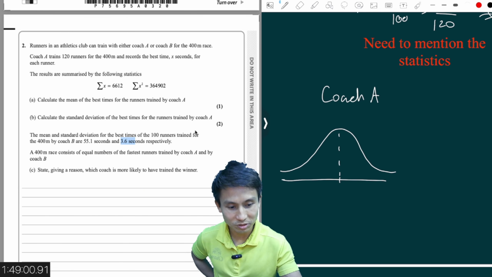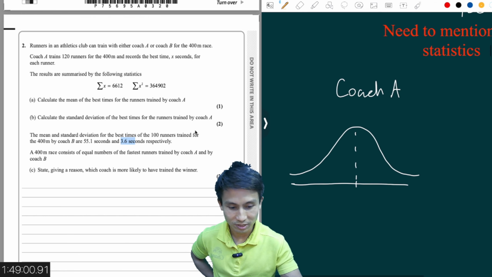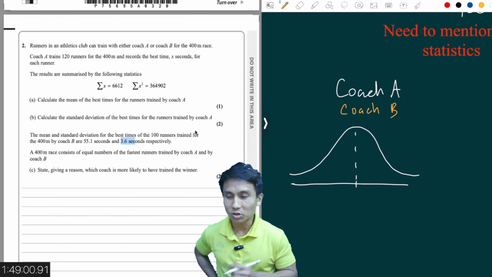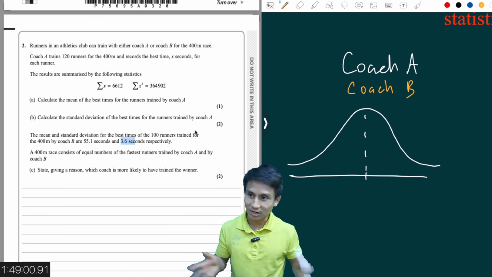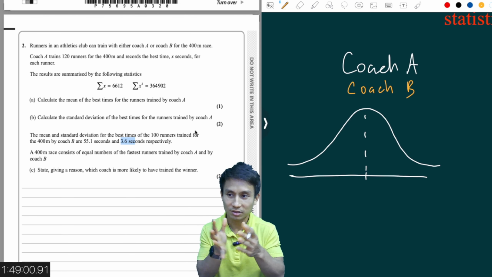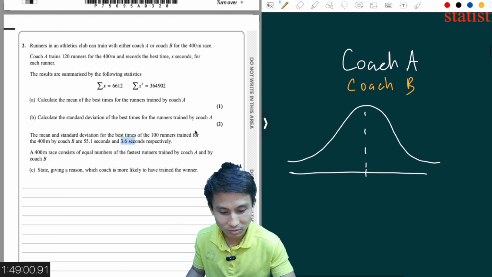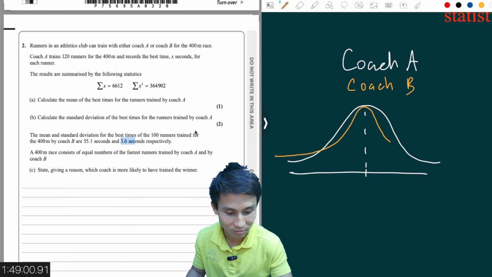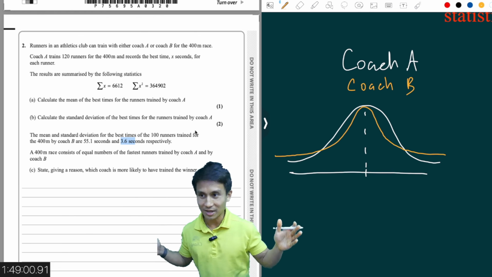And coach B, I'm just going to use a different color here, so let's use orange. So if I do a legend, coach B here. Coach A has a smaller standard deviation, so if you draw the bell curve, it's more clustered towards the mean compared to coach B, where it's like this. So it's less clustered to the mean. The mean is still the same, 55.1, but the data is more spread out to either side.